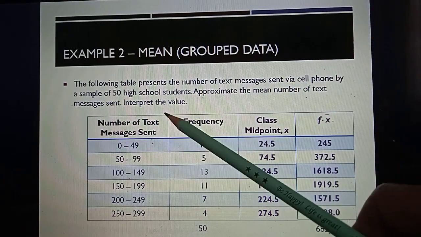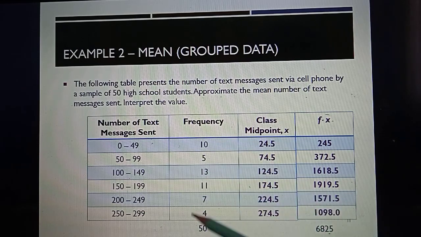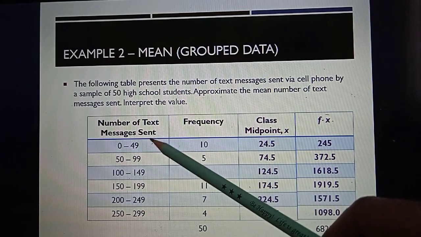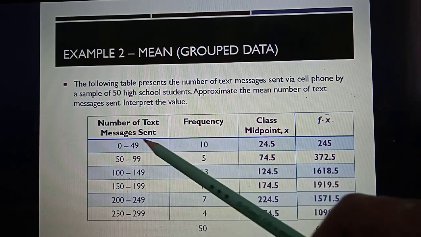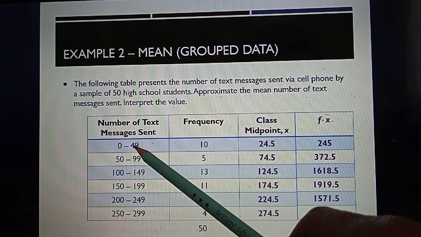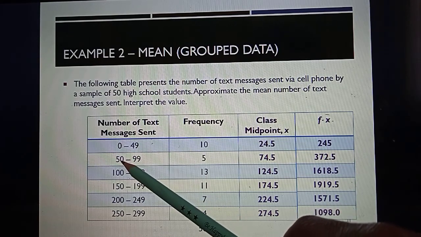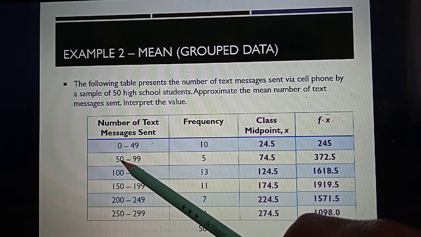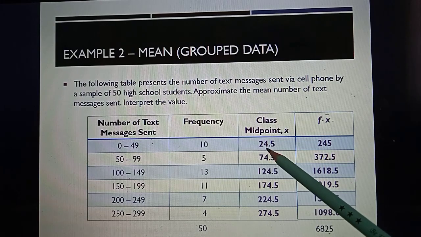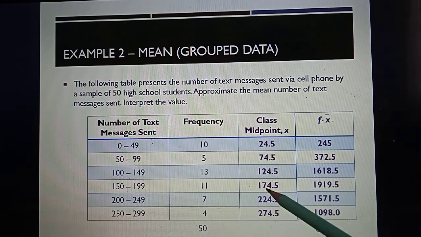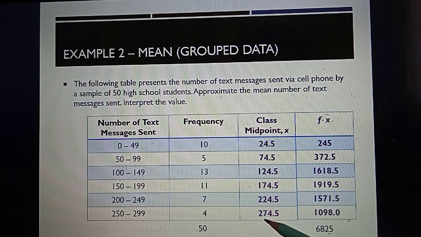So this is the class for the number of text messages sent, the frequency, and from the class we find the class midpoints by calculating the upper class and the lower class of the following class. 49 plus 50 divided by 2. So we are able to get 24.5, and the rest of the calculation also goes the same for other class midpoints.